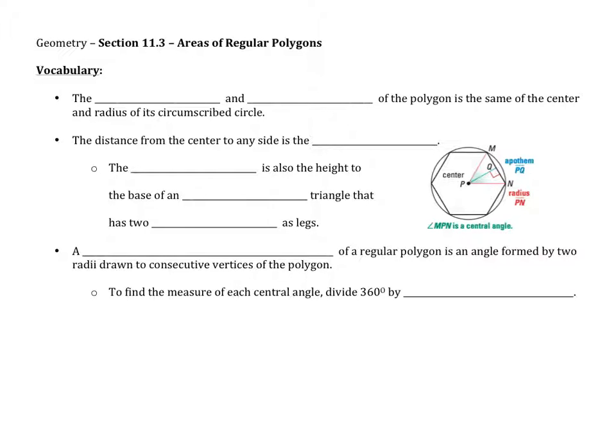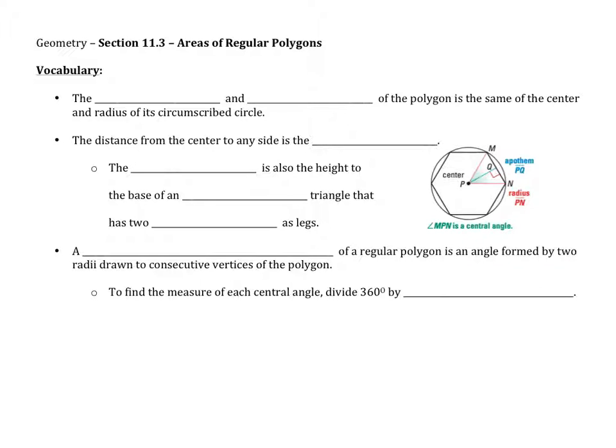Section 11.3, we're going to be looking at the areas of regular polygons. Remember, regular means that all of the sides are the same and all of the angles are the same. As we go through our new vocabulary surrounding this section, we need to refer to this picture right here.